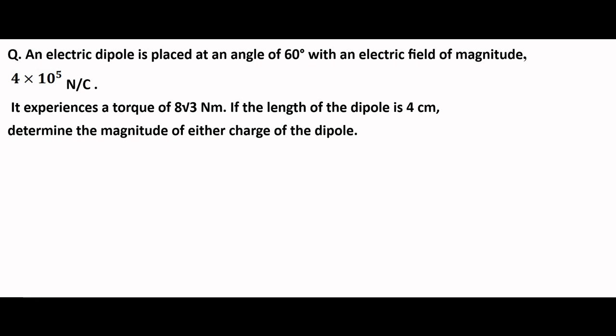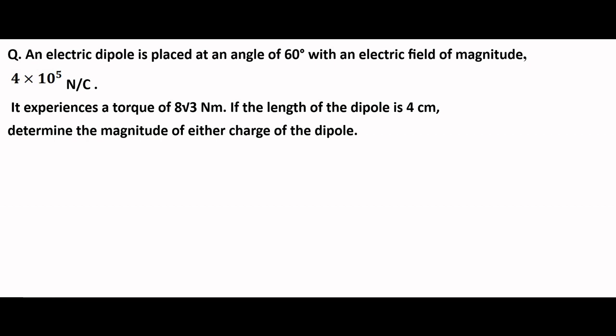So here is another question on electric dipole parameters. It is given that an electric dipole is placed at an angle of 60 degree with respect to an electric field of magnitude 4 into 10 to the power 5 Newton per coulomb. And the dipole experiences a torque of 8 root 3 Newton meter. If the length of the dipole is 4 centimeter, determine the magnitude of either charge on the dipole.